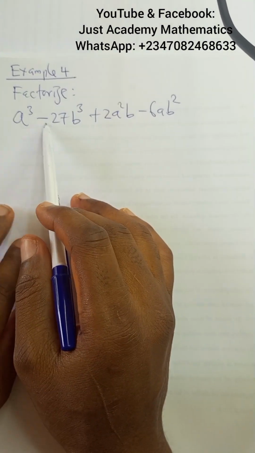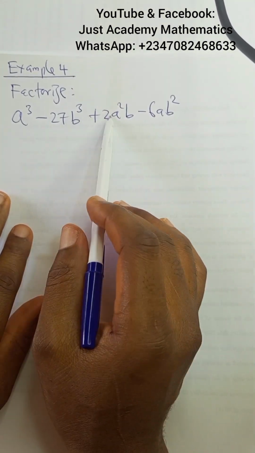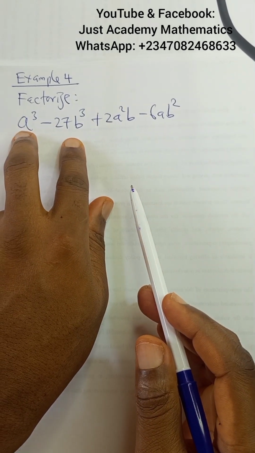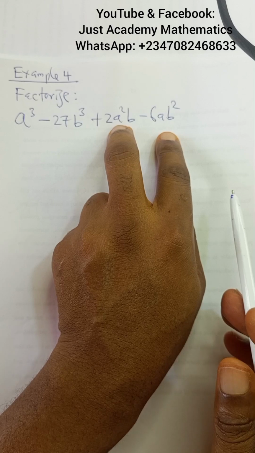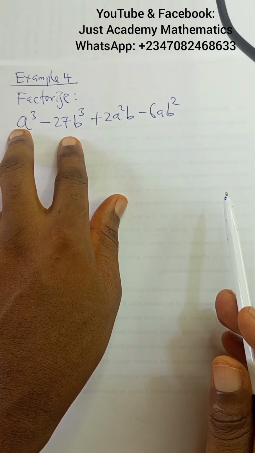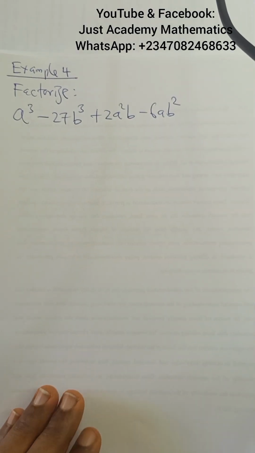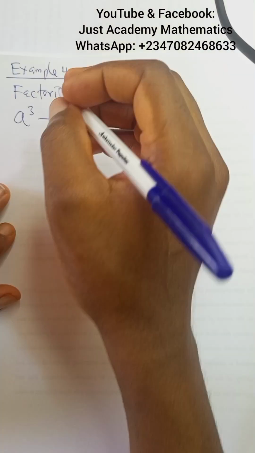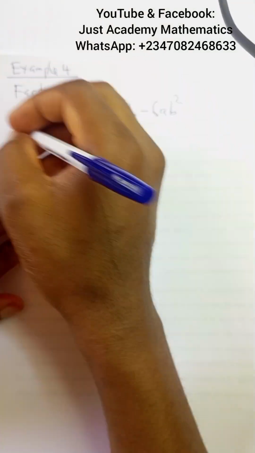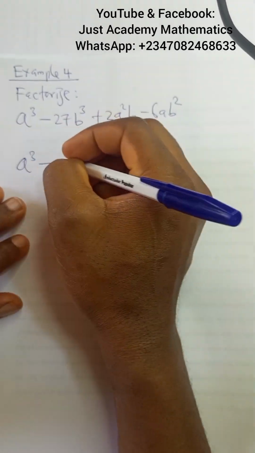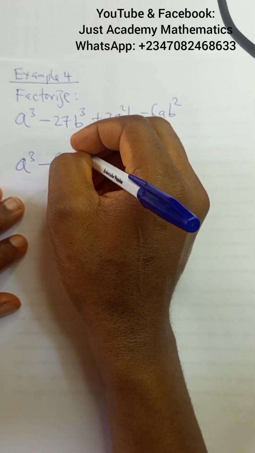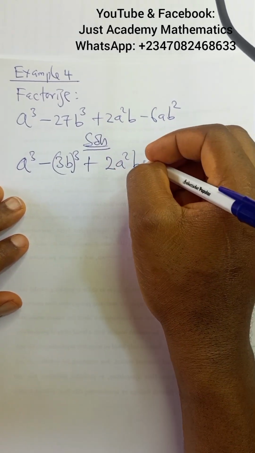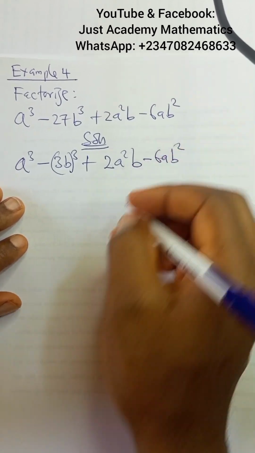Okay, now look at this, these two. For this example 4, let's take on this first 2, and then we'll take on this last 2, because this one is a cube and this is a square, that should work. The other method we are trying to use will not give us what we need. So watch this now. This is a³ − 3b³ + 2a²b − 6ab².